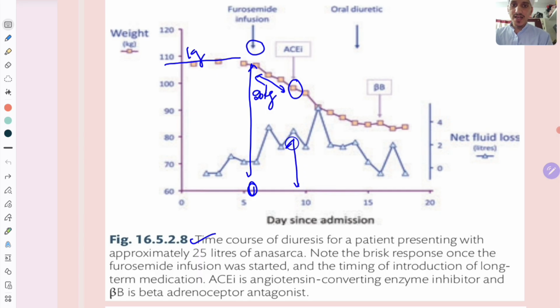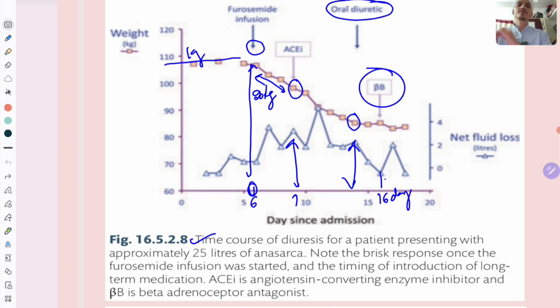At the 9th day, they have started ACE inhibitor, of course at low dose. Then again they have continued this infusion, and when the patient is stable on IV diuretics, now they have introduced oral diuretic. So before discontinuing infusion, you should give oral diuretic, then stop the infusion, then reassess the patient whether the patient is accumulating fluid or not. After that, at approximately the 16th day, they have started the beta blocker.